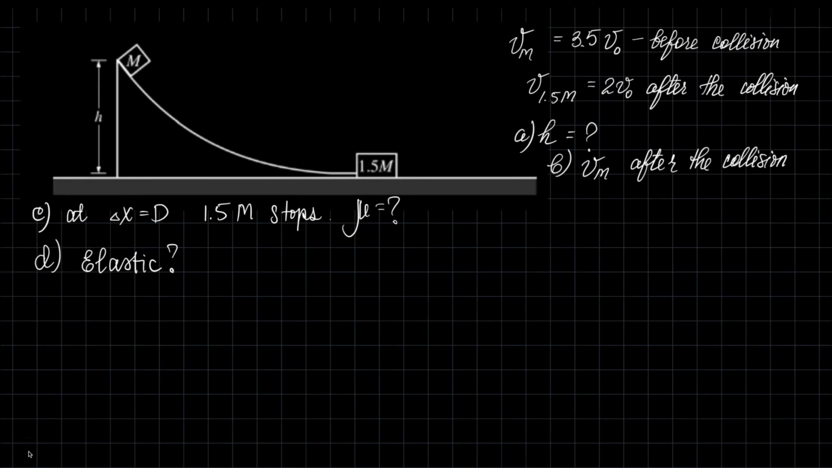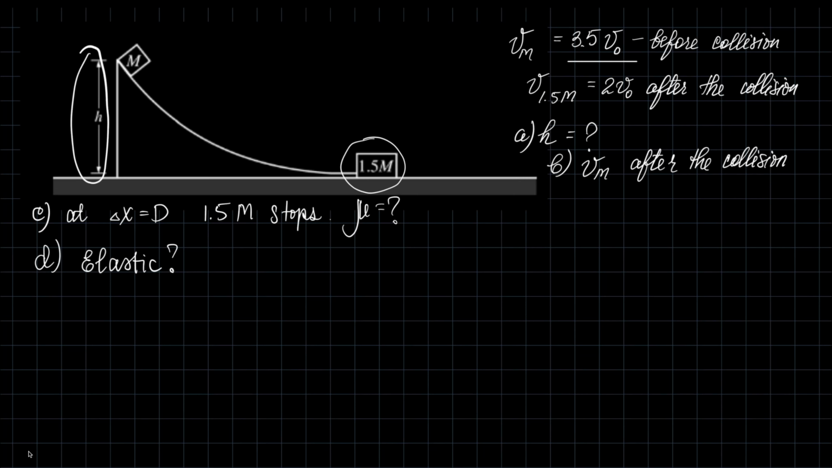Hello there. Here's a publicly available AP Physics 1 question that deals with conservation of energy and collisions. As you can see in the diagram, we have two objects. One has mass m and the other has mass 1.5 m. The block right here is sliding down what is supposed to be a frictionless surface, and by the time it gets down, before it slams into this one, it has a speed of 3.5 v0. Assuming there is no loss of energy due to friction, we are asked to figure out this height.